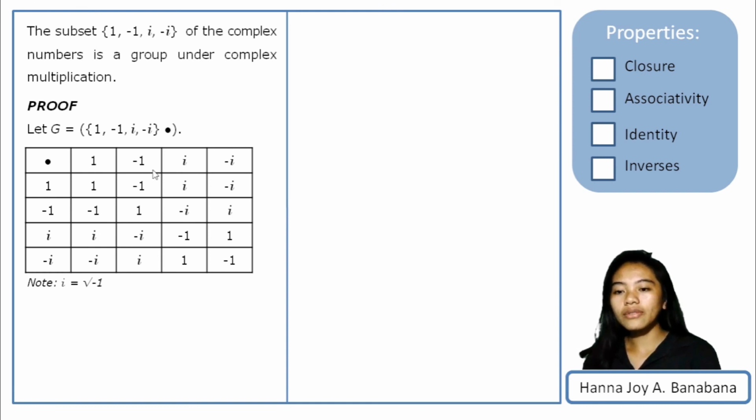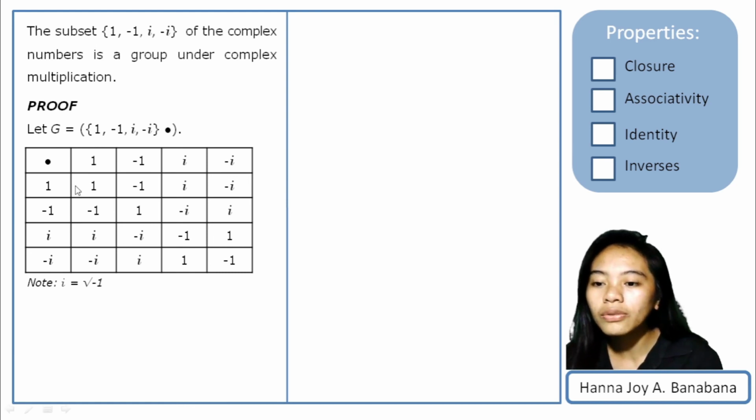We have 1, -1, i, and negative i. Then 1, -1, i, and negative i here. And the operation in this part. So take note that i is equal to the square root of -1. And this will serve as the reason why some of the items here are answered that way. So 1 times 1 is 1, -1 times 1 is -1, i times 1 is i, negative i times 1 is negative i. I guess I do not need to explain some of the items here.